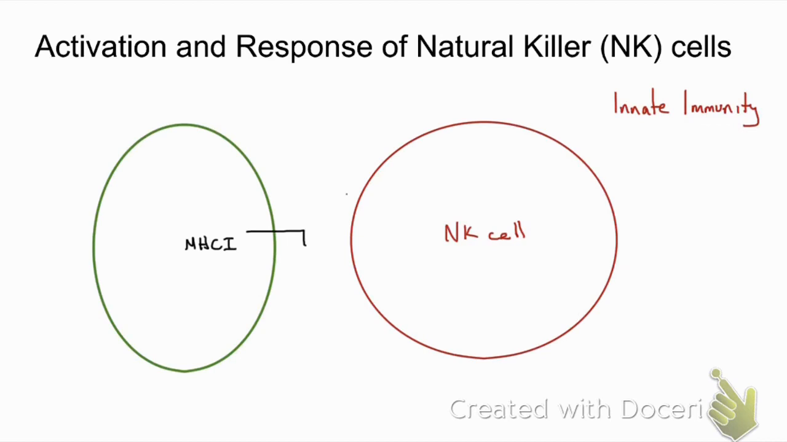They recognize a molecular pattern, and the pattern that they're looking for is MHC1. So let's take a look at how this would work in practice. Normally, all cells should be expressing MHC1. There are exceptions to this. For example, cancer cells may not express MHC1.